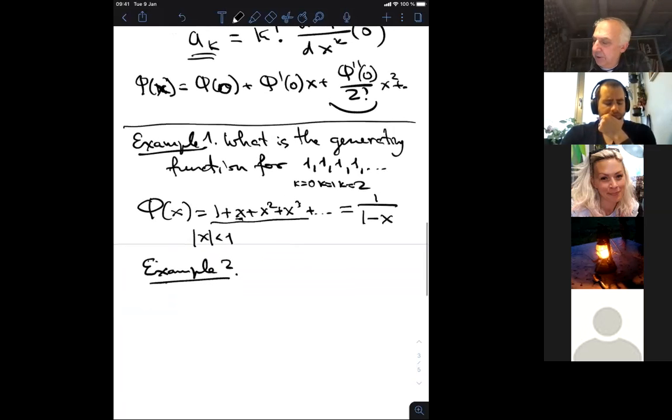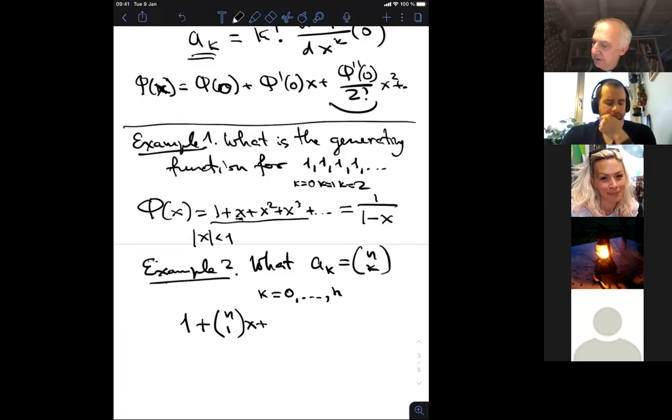So what about a_k equal to n over k, where k runs from 0 to n? So if we look at 1 plus n choose 1 x plus n choose 2 x squared plus n choose 3 x cubed, and so on, plus n choose n x to the power n.